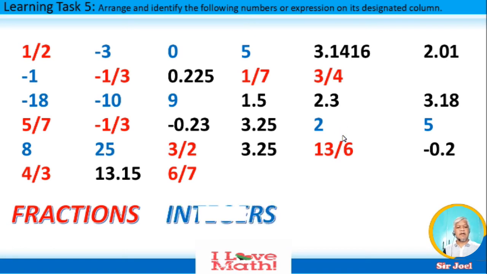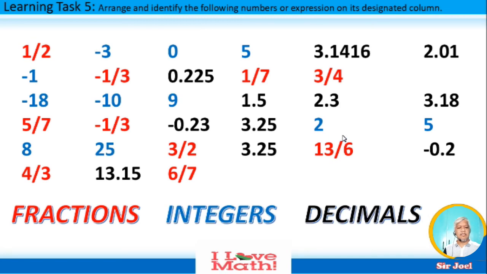Next, lahat naman ng blue are all integers. Okay? So, lahat ng blue ay kabilang sa integers. And of course, yung remaining, lahat ng black are all in decimals column. Okay? So, again, lahat ng pula under fraction column, lahat ng blue under integers column, at lahat ng black ay under decimals column. So, kayang-kaya nyo namang isulat yan. Okay?